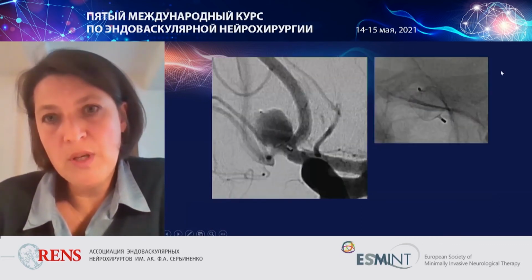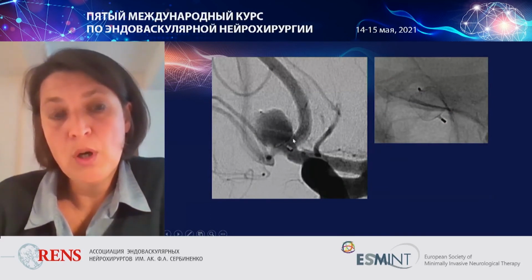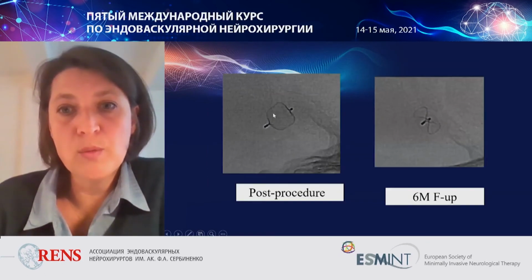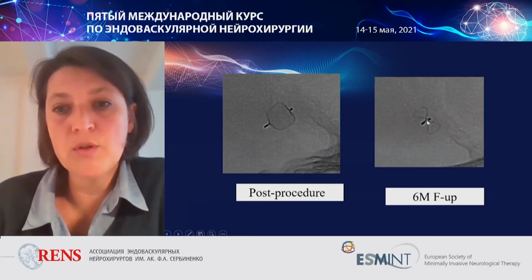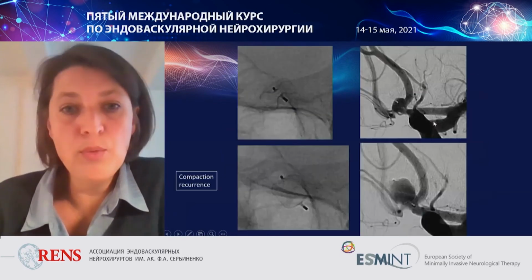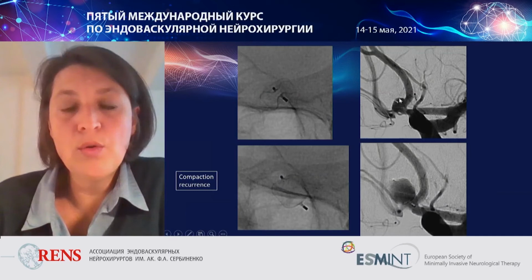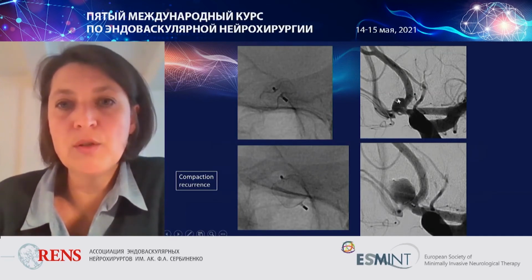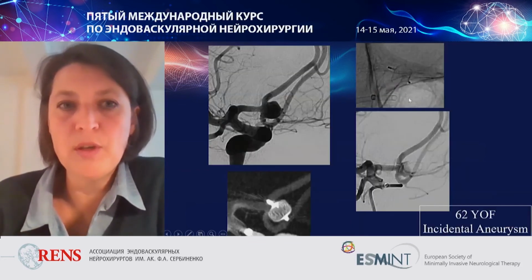Incidental. We put this web, it seems to be nicely opposed without any remnant at this time. This was post-procedure, and this was at 6 months with this donut shape. And on the 2D DSA, we saw that neck remnant. It's still adequate occlusion, but it has changed from the time of the procedure.